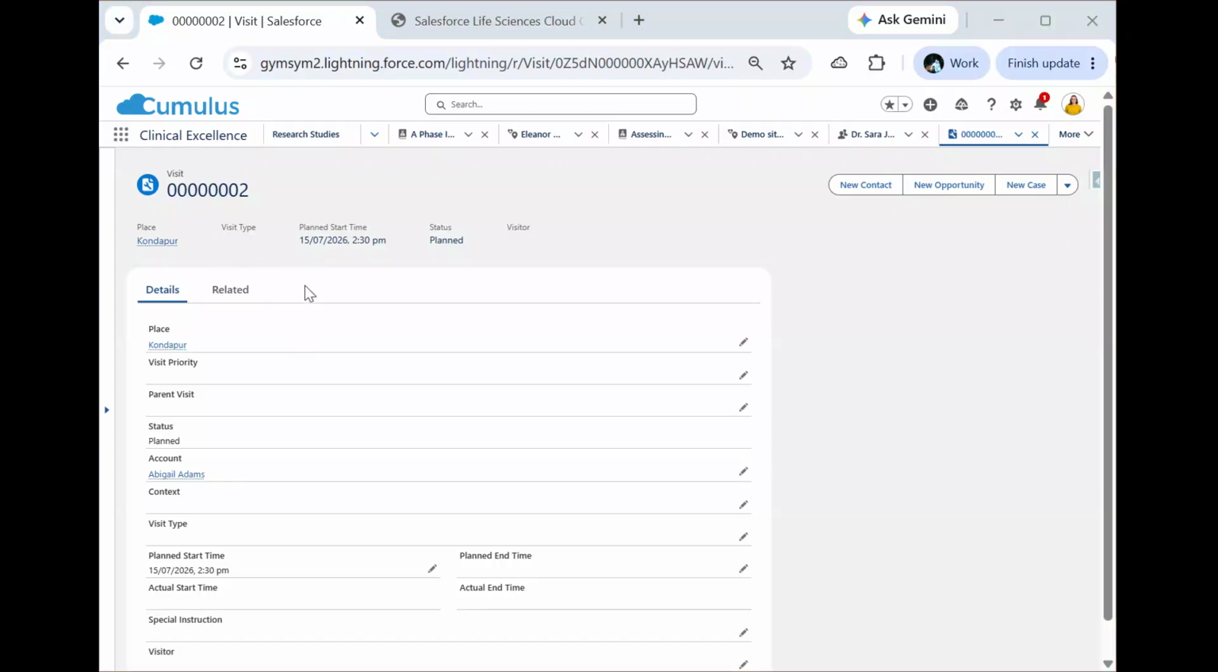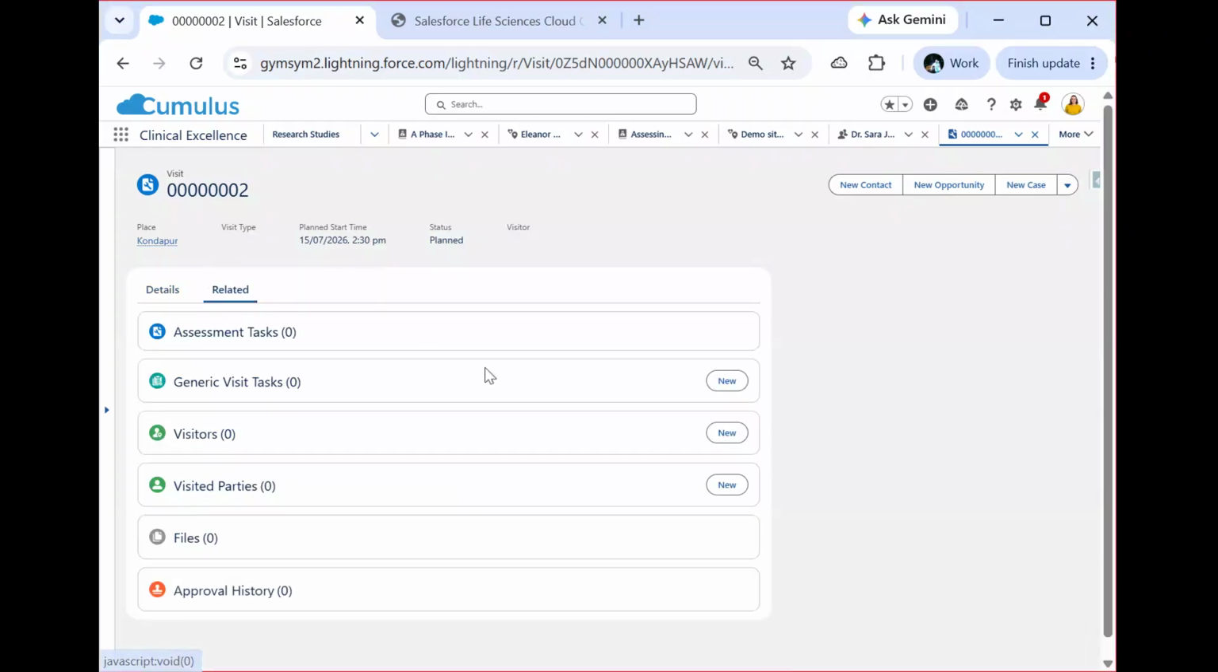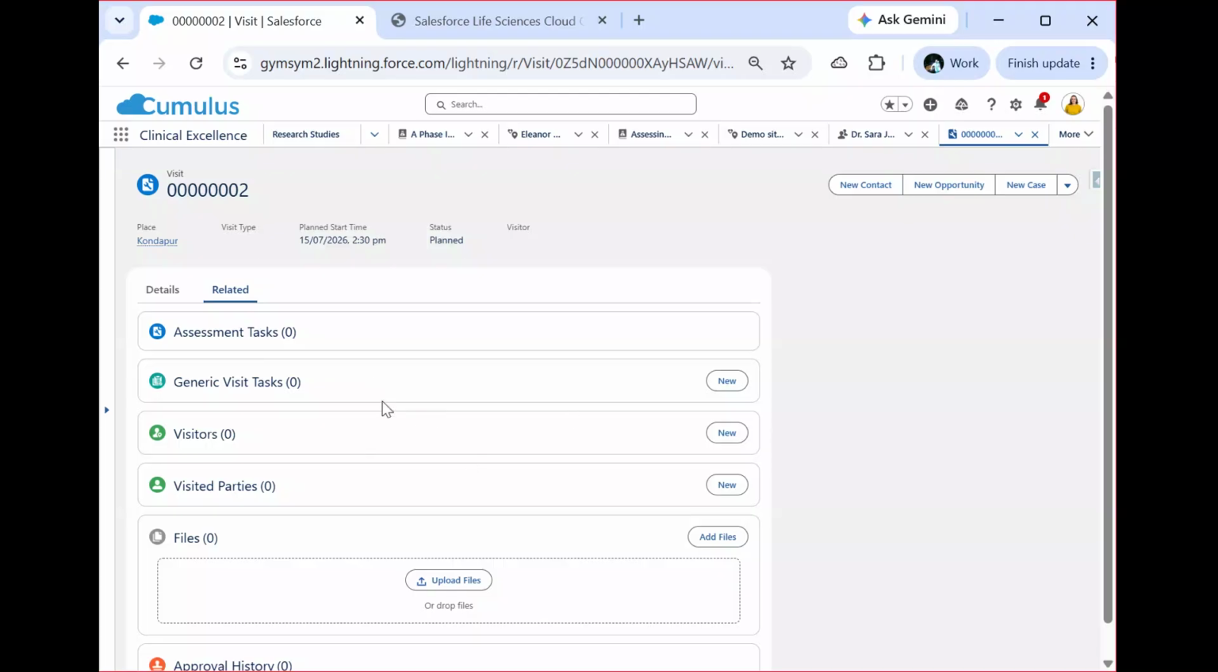So going back to this particular visit, if I look at the related tab, we can mention the tasks, visitors, visited parties. If there are any files that need to be uploaded with respect to this particular visit, we can do that too.